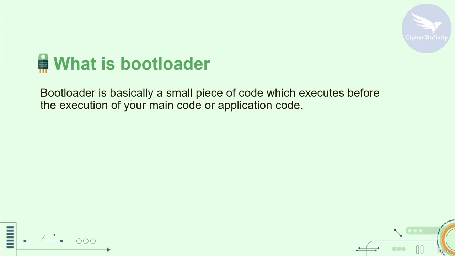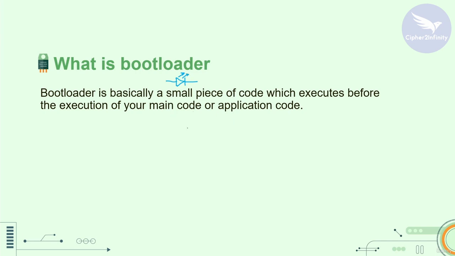For example, let's say that you have programmed a code in the microcontroller which is responsible for blinking an LED with a delay of 1 second. So this code is going to be the main code or application code.